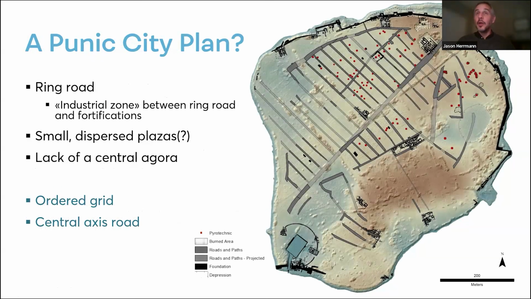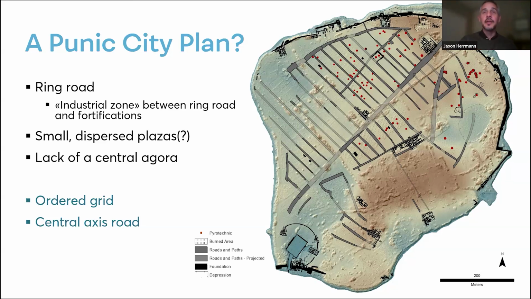So just to touch it up, we see a Punic city plan, small dispersed plazas, the lack of a central agora. Those are clear hallmarks of a Punic settlement. But what we don't see in other Punic settlements, which were very few, as I noted before, is the presence of a very strong ordered grid and the presence of a strong axis road that anchors it.